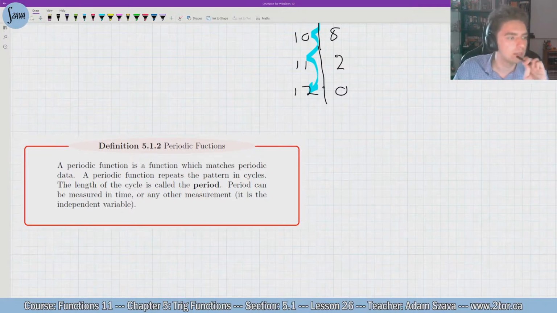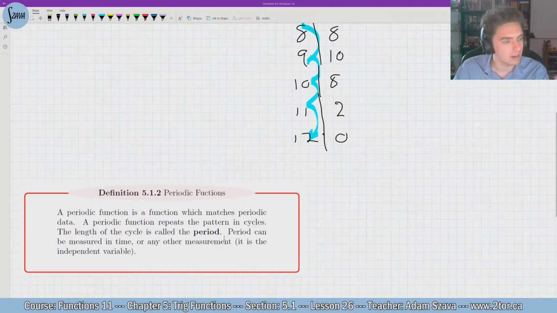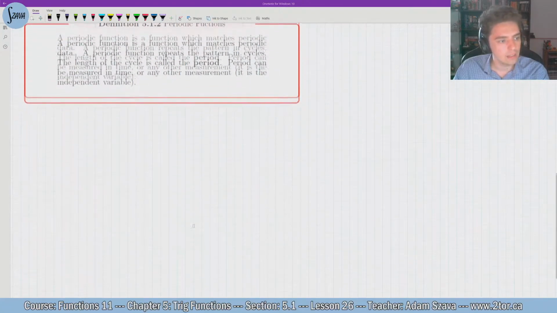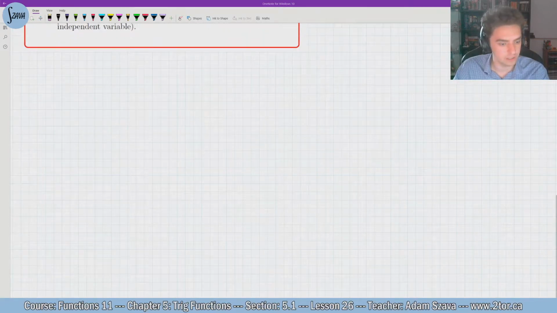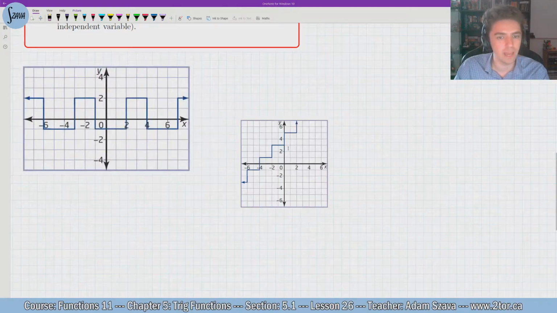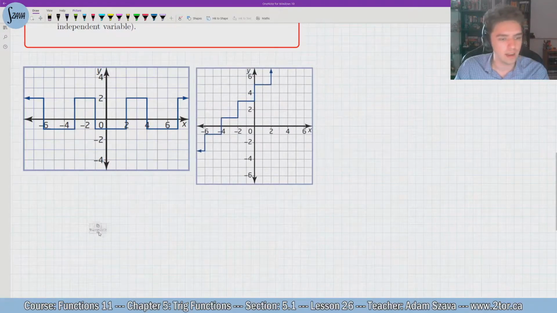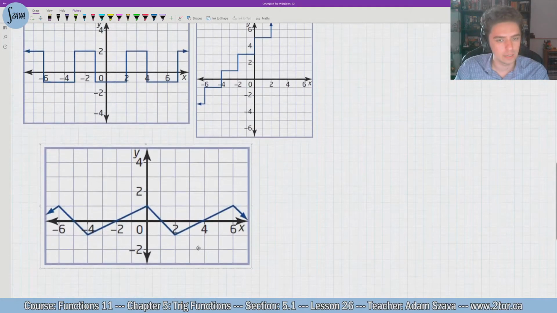So far we've talked about what periodic data is, what a periodic function is, and what a period is. A period is the length of the cycle. Now let's take a look at some graphs of periodic functions. I have a couple here, actually from the textbook. They may or may not be periodic functions, and we're going to determine if they're periodic and what their period is.